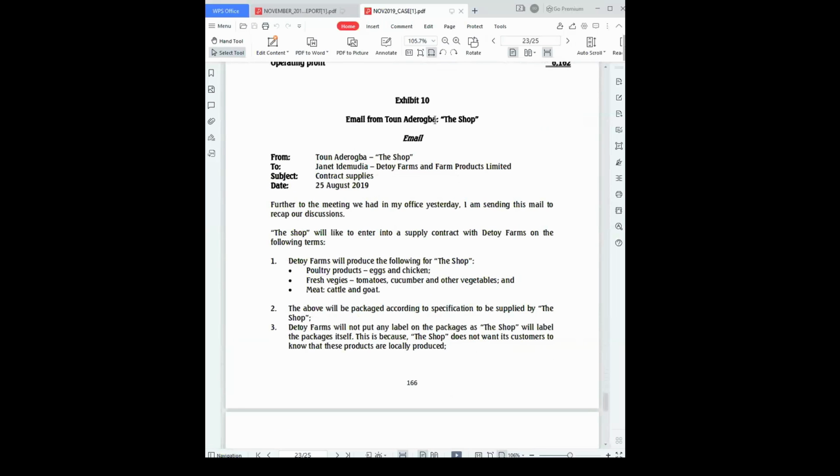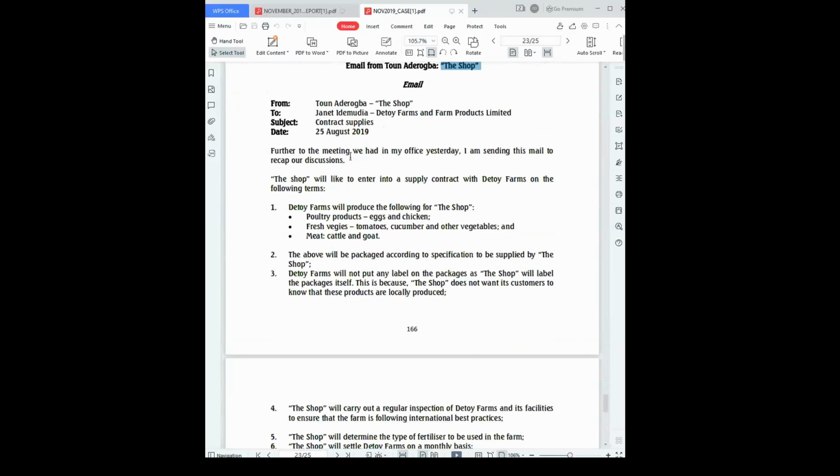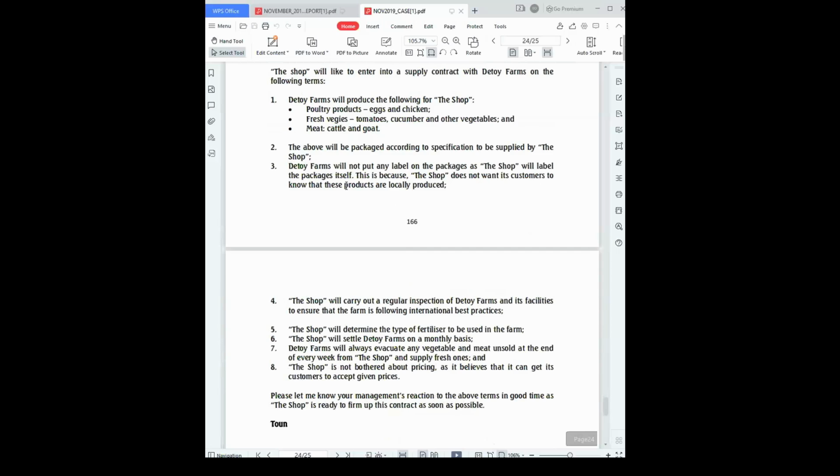Now here is exhibit 10. Exhibit 10 is from this person who is working from D-Shop. Remember, D-Shop is coming with a proposal, right? So they sent it to Detroit Farms and they shared it with you. He said, this is further to the meeting we had in my office yesterday. I'm sending this mail to you to recap our discussion. Bishop would like to enter into a supply contract with Detroit Farms on the following terms. These are the terms of the contract.